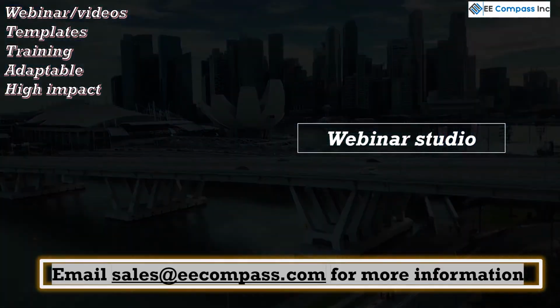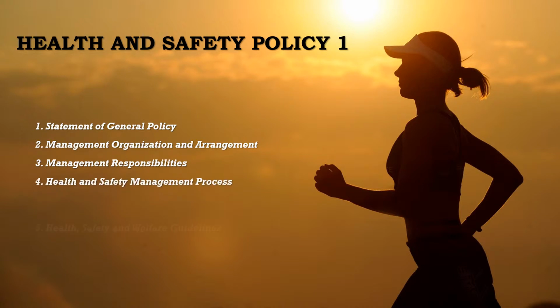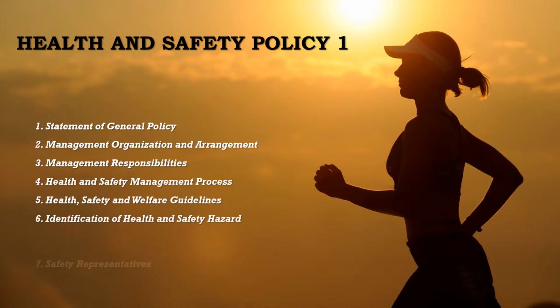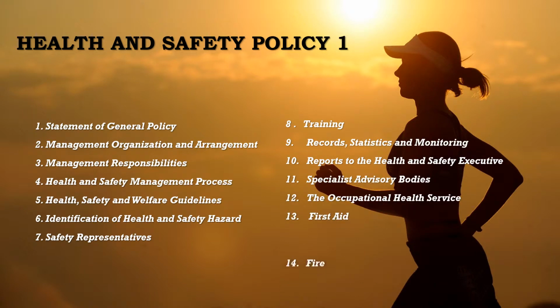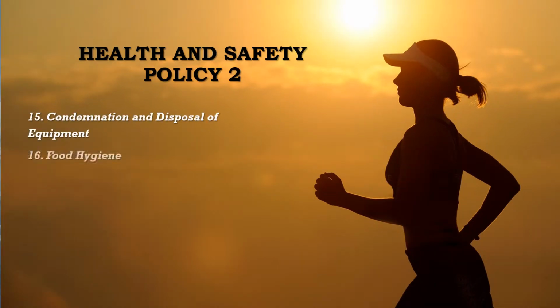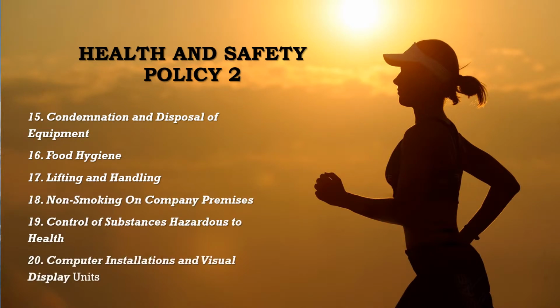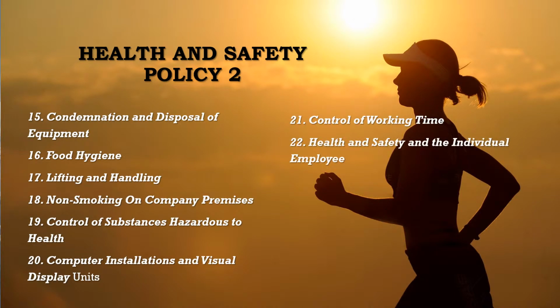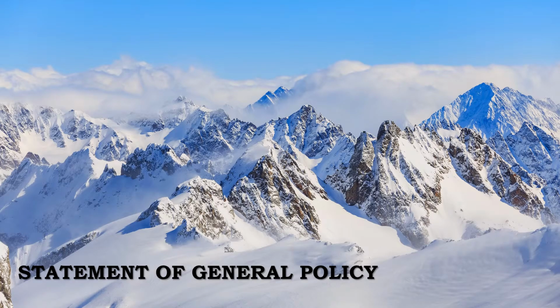Contact us today. The health and safety policy has about 25 different areas, from training, safety representative, management responsibilities, first aid, fire, food hygiene, computer installations and visual display units, people who work on company premises not employed by the company, and contractors. The company fully accepts the obligations placed upon it by the various acts covering health and safety.